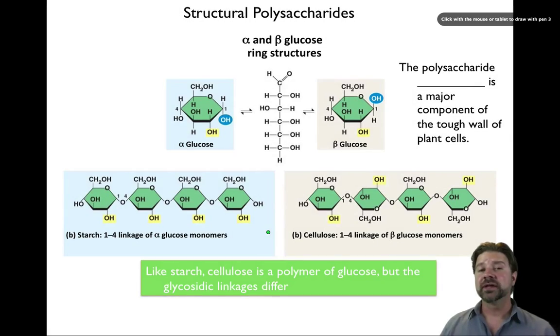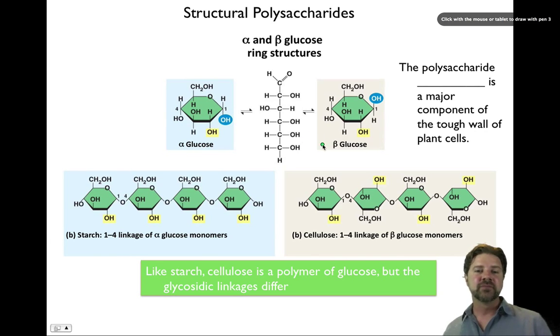So next we're going to look at the structural polysaccharides of starch versus cellulose. Now, these two polysaccharides are both found in plants. Now, they're going to be slightly different. What I want you to do for a second right now is take a look at this alpha glucose versus beta glucose. They both originate from this 6-carbon sugar right here, this monosaccharide called glucose.